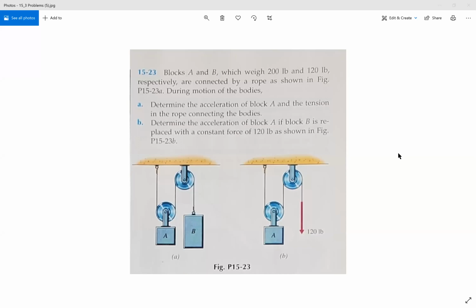Okay, take a second and think about the fact that there is a part A and a part B, and try to think why having a 120-pound block in figure A would be different than having a 120-pound force on part B. Shouldn't be the same thing. Well, let's do the analysis and let's find out.